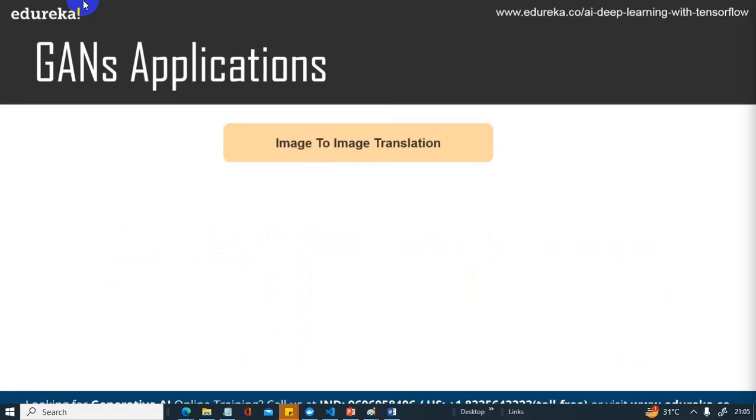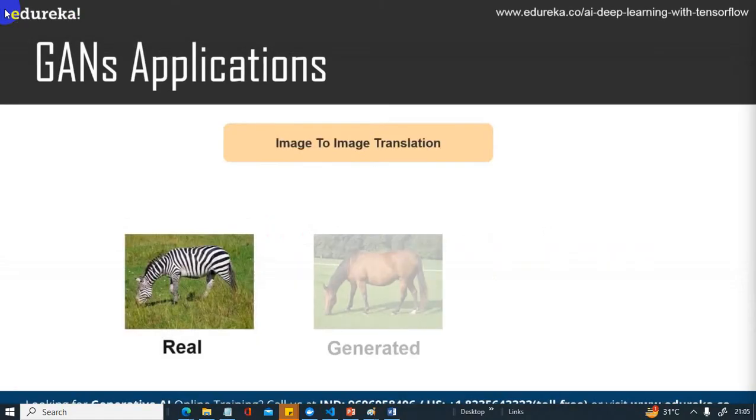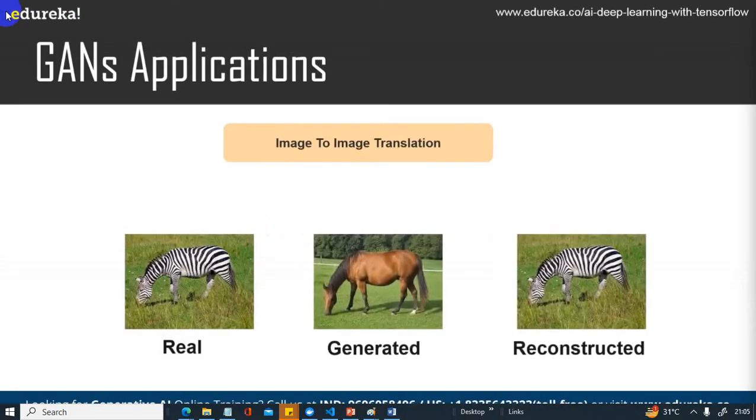Talking about the next application, we have image to image translation. Pix2Pix is a model designed for general purpose image to image translation. Let's say we have 3 images. We have a real image, then we'll have a generated image, which is basically a fake, and then it will be reconstructed to the previous image, which was real. This is how image to image translation works, guys.